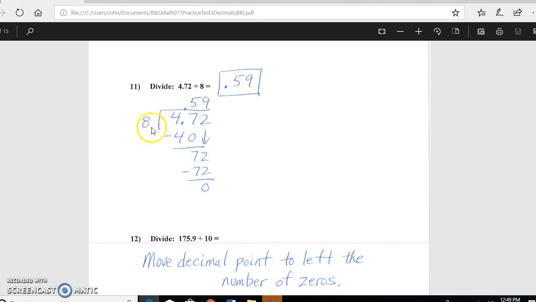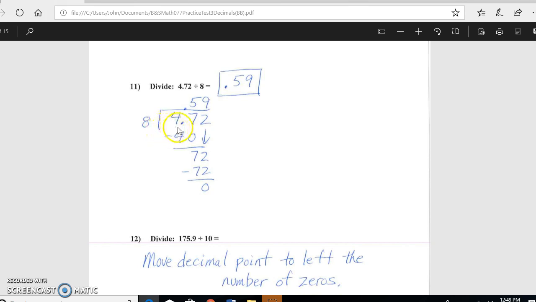So we notice that we already have a whole number here. We don't need to move any decimal points. And so we're going to take this decimal point between the 4 and the 7 and put it right up here on the quotient line. And then we're going to start our division.